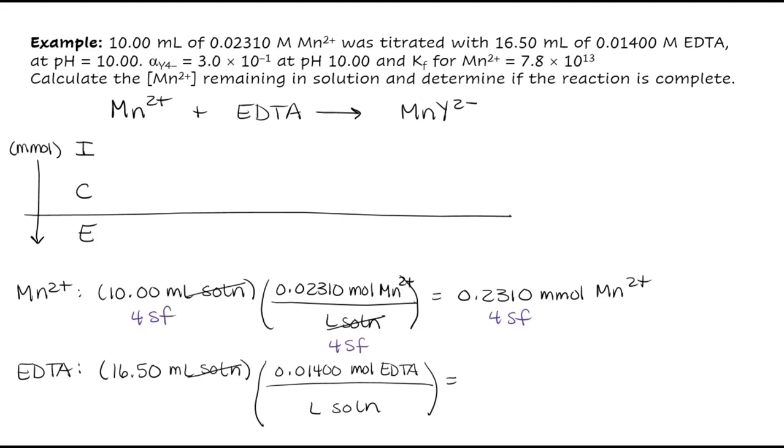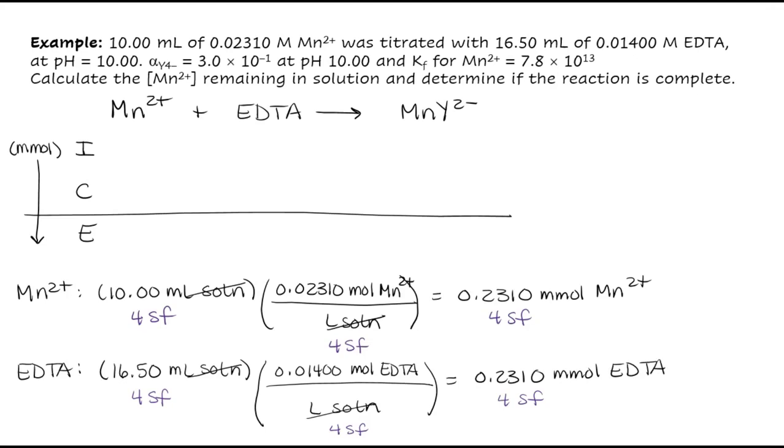Liters of solution will cancel, leaving us with milli and moles. We have 4 sig figs in our volume, 4 sig figs in the molarity, and this result will also be rounded to 4 sig figs. Doing the calculation, 16.50 times 0.01400 rounded to 4 sig figs gives us 0.2310 millimoles of EDTA.